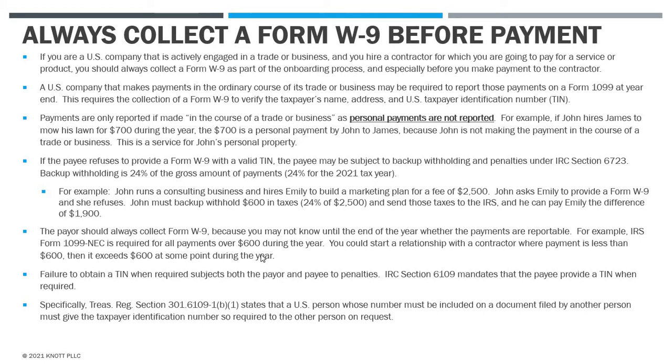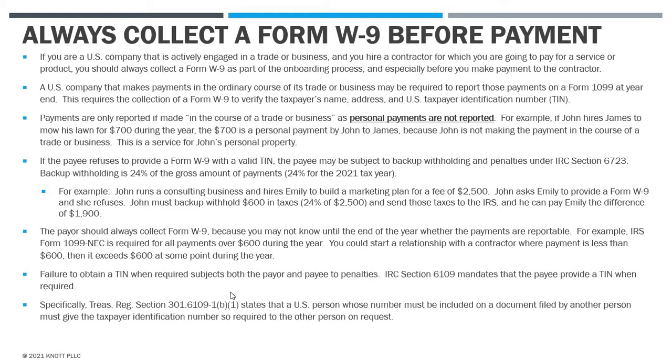So that's why it's always a good onboarding process, and just make it habit to collect those W-9s from the very beginning. Now, failure to obtain a taxpayer ID number when required subjects both the payor and payee to penalties here. So there's reporting penalties, and then there's penalties for not furnishing all the information. Section 6109 of the code mandates that a payee provide a TIN when required. Right, so in this case, if the company reaches out to the payee and says, hey, I need a Form W-9, I need a TIN for our records, you've got to report it. If you don't want to report that information, then take your business elsewhere, right? Go somewhere else because you can't be hired to perform that project for this company.